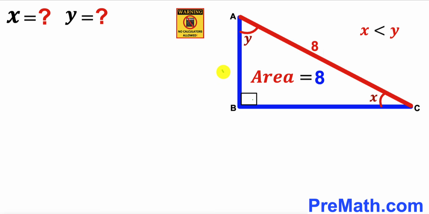In this video, we have this right triangle ABC. As you can see in the diagram, angle ACB is represented by X, whereas angle BAC is represented by Y. Bear in mind that angle X is less than angle Y. Moreover, the hypotenuse AC is 8 units, and the area of triangle ABC is given as 8 square units.